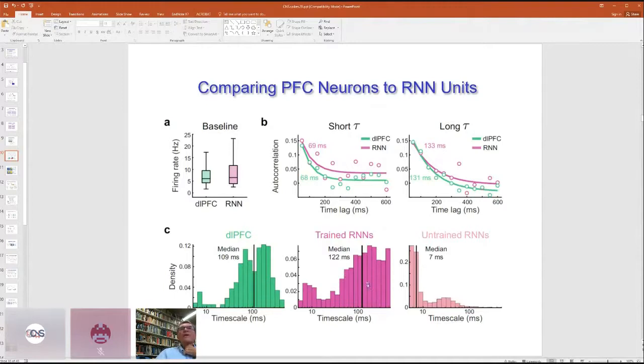And if you separate out those that are below the median, comparing the dorsolateral versus the recurrent network, they're quite similar, on the order of 70 milliseconds for the short and then about 130 milliseconds for the long. So we think we actually have a pretty good handle on the distribution. And now you can go even further.